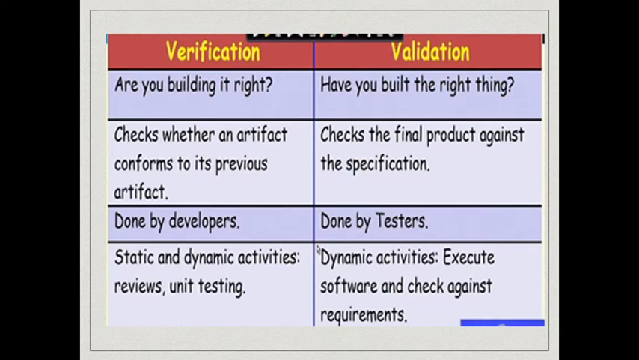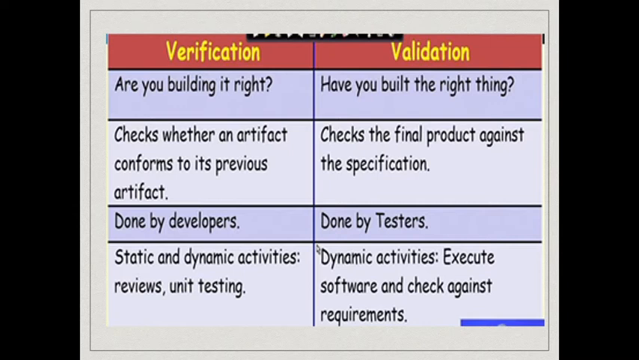We can make a further distinction between verification and validation. In verification, we check whether we are building the system right and not committing any errors. We try to detect the errors as quickly as possible. Whereas in validation, we check that after building the final thing, whether we have built the correct thing. In verification, we check the artifacts developed after a phase to see if they conform to the previous artifact, whereas validation checks the final product against the specification.